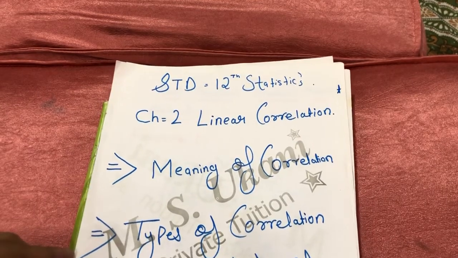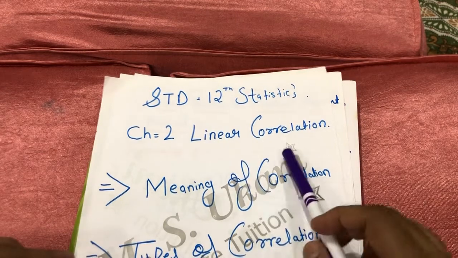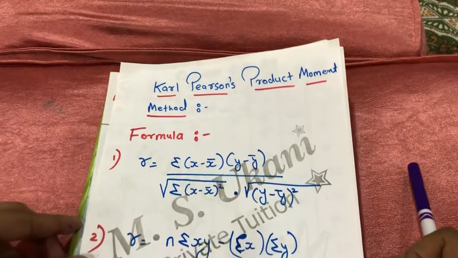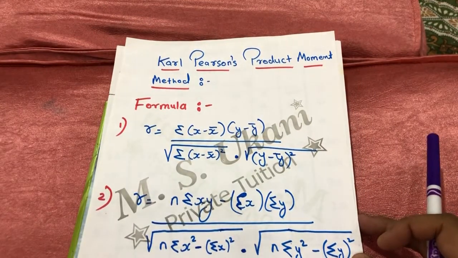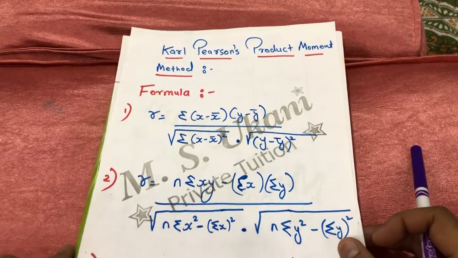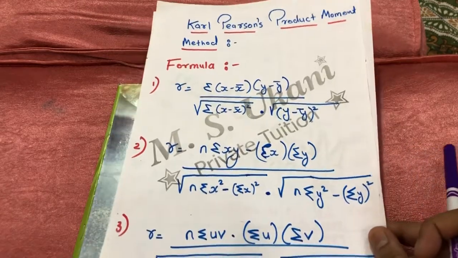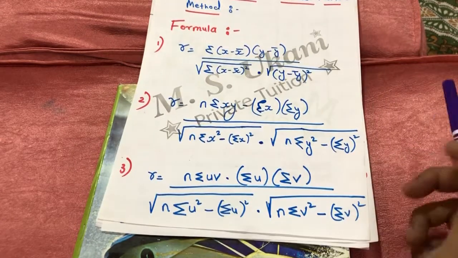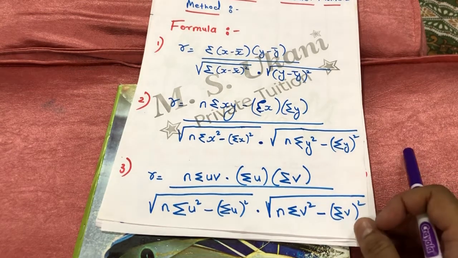So today we are going to study the standard 12 statistics chapter number 2, linear correlation. In this chapter we had already studied the Karl Pearson product moment method. The first two sums, related to formula 1 and formula 2, we had already studied. Now today we are going to study formula 3 for the Karl Pearson, that is the UV formula.